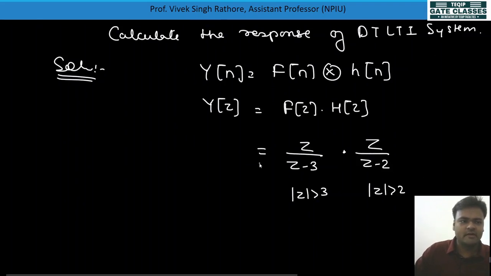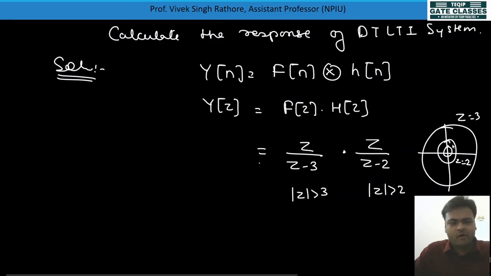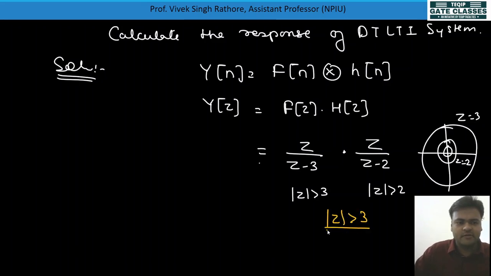So ultimately what will be the ROC? One pole is at z equal to 2, and here this value is z equal to 3, and the unit circle is here. So mod z is greater than 2 and also mod z is greater than 3. Ultimately we can take mod z greater than 3, because all are outward only.